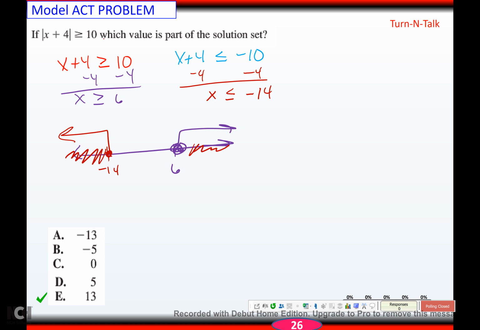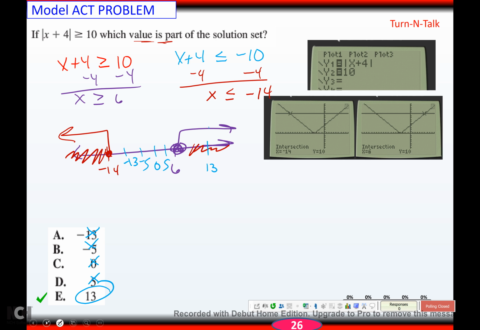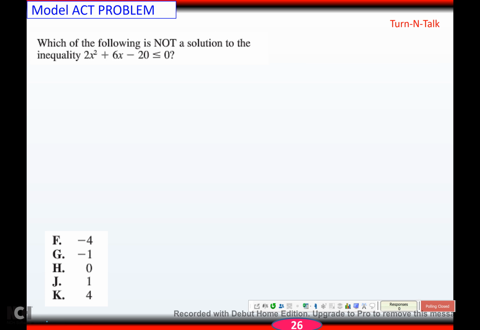And this one wants to know which value is part of the solution. So I'm looking for the number that falls in the shaded region somewhere. Well, negative 13 is not. Negative 5 is not. 0 is not. 5 is not. 13 is in the shaded region, so it is. Okay. Again, calculator, but yeah, I think it's easier by hand. Okay, try this one. Hit pause. Come back when you're ready.